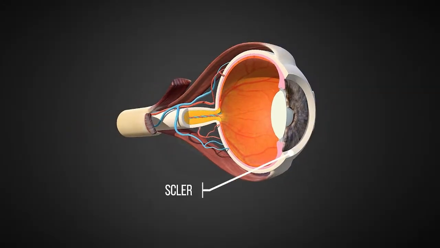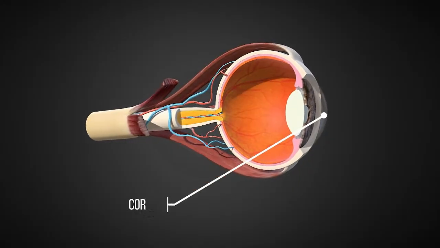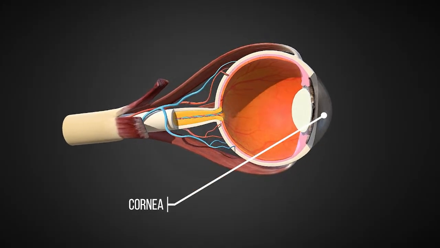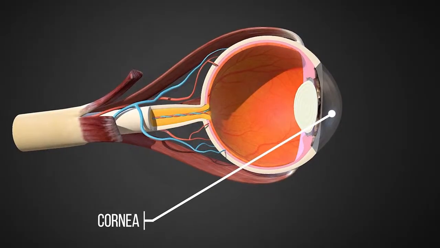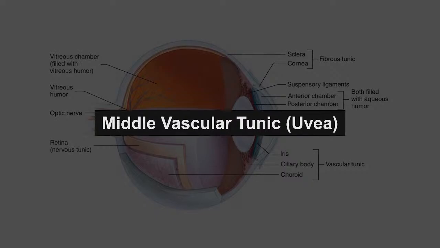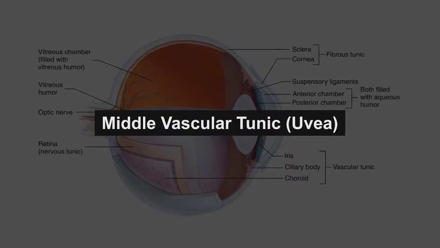The sclera is a dense white protective layer that maintains the shape of the eyeball and provides an attachment for the eye muscles. In contrast, the cornea is a clear dome-shaped structure that covers the front of the eye. Its curvature and transparency are essential for refracting light, directing it through the pupil and onto the internal structures for accurate focusing. Middle vascular tunic, uvea.